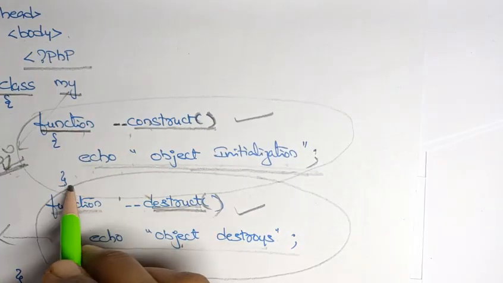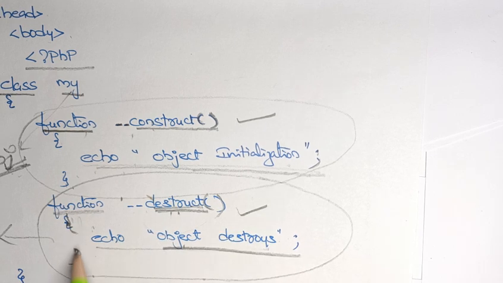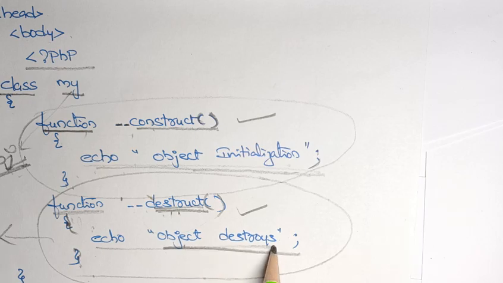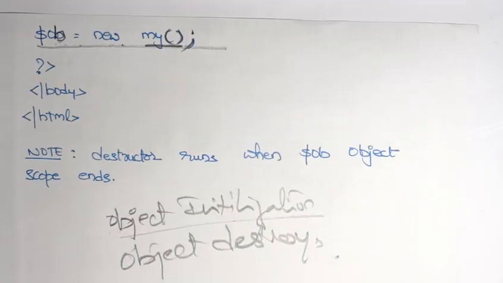Whenever the scope of the object ends here, the destructor will be called automatically, and whatever message is in the destructor, it will print. What is the message? Object destroys. This is the output you will get.